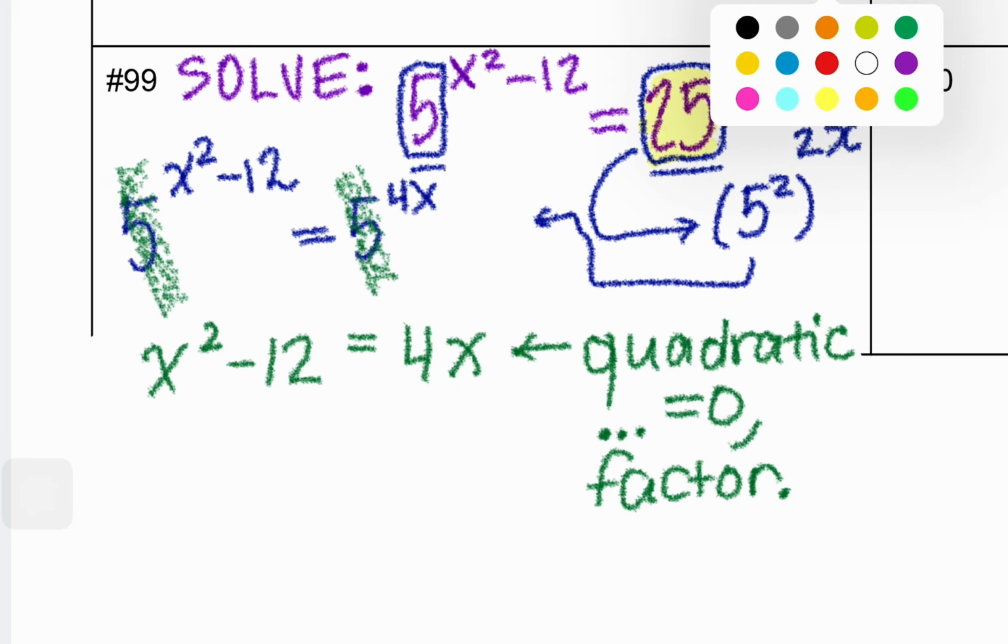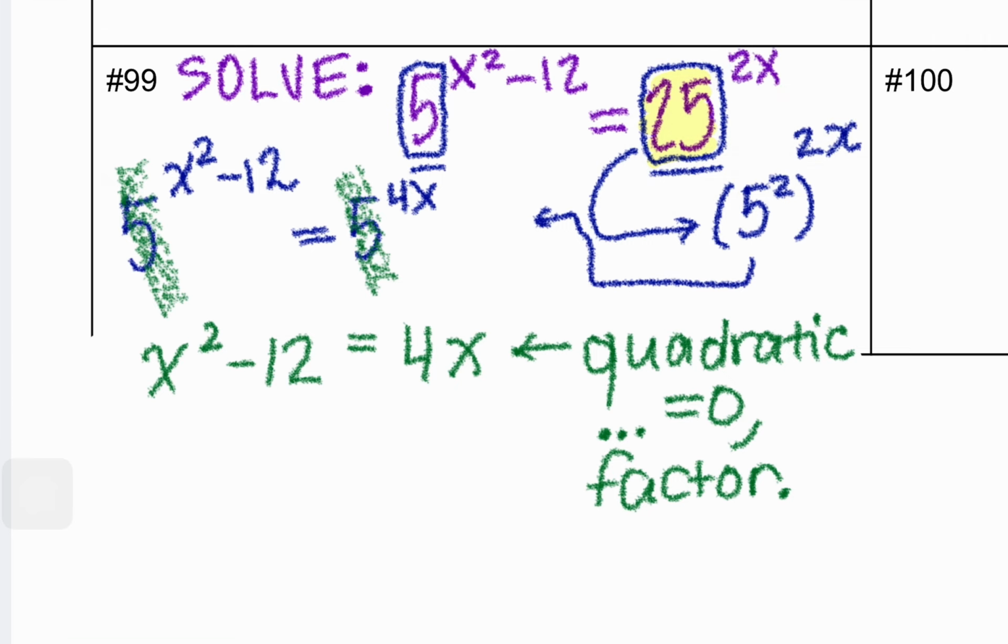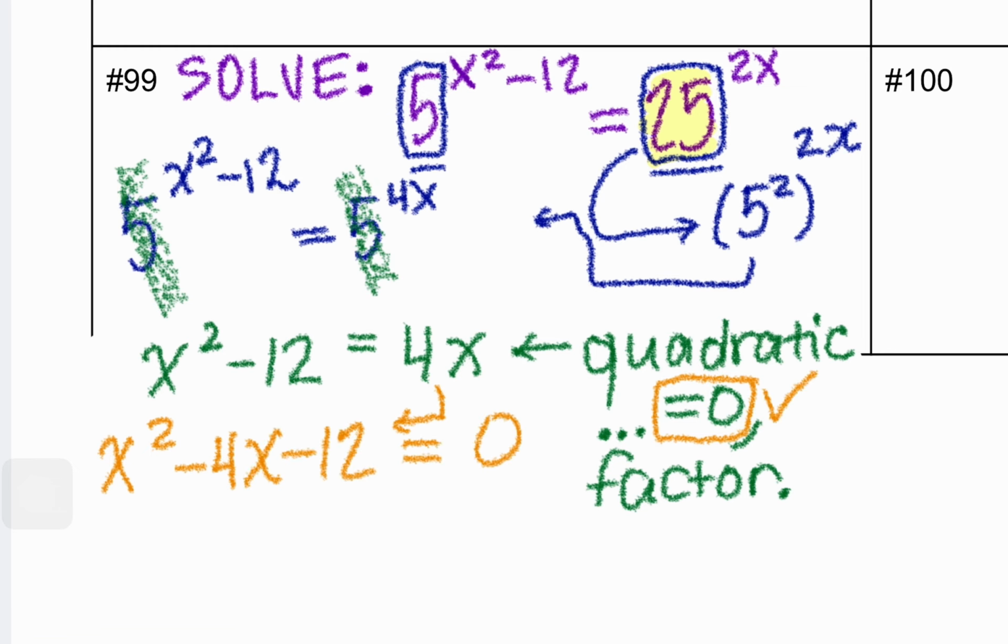So I'm going to go ahead and get it equal to 0. I'm going to subtract 4x from both sides, and make sure while you're doing that, you put it in descending exponential order. So I'm going to put the biggest power out front. So x squared, then minus 4x and minus 12 equals 0. So got it equal to 0, check. Now I'm going to try to factor this.